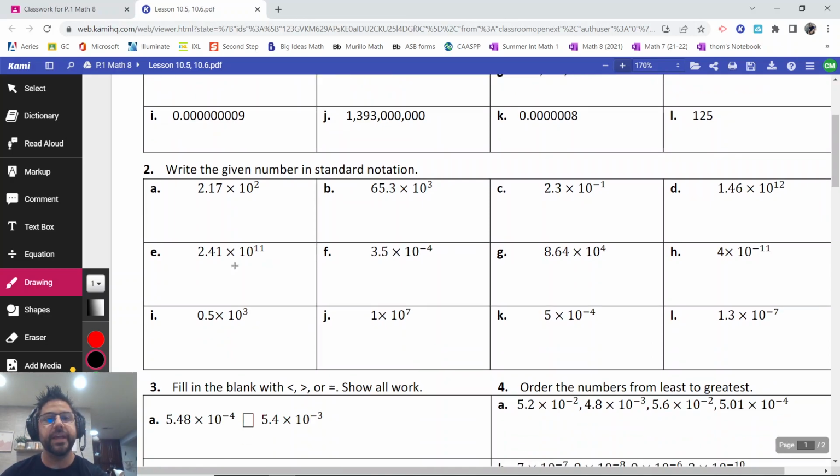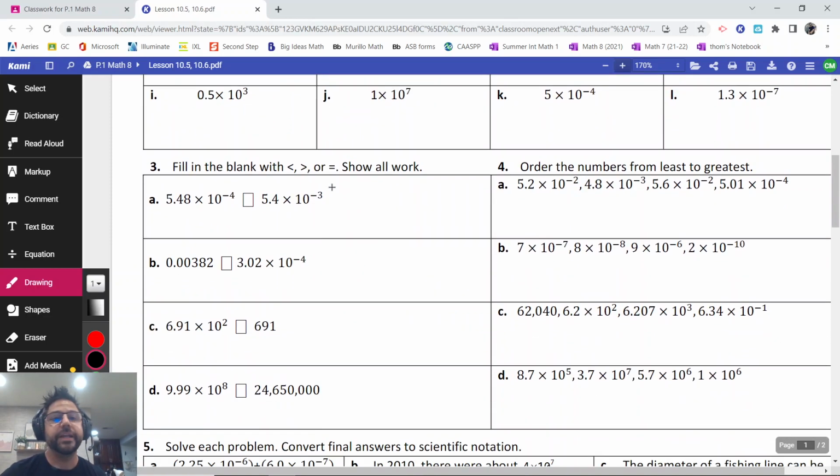Then number 2, it says write the given number in standard notation. So this is the one that we just practiced going backwards. So you have to remember, okay, is it a big number because it's a positive exponent, or is it a small number for a negative exponent? So refer to your notes.